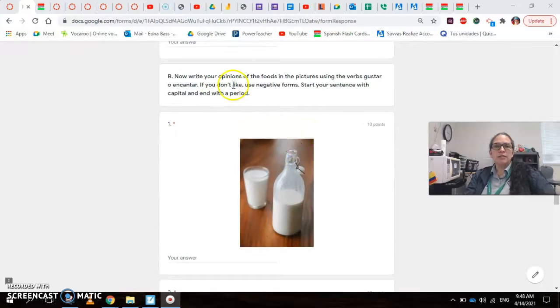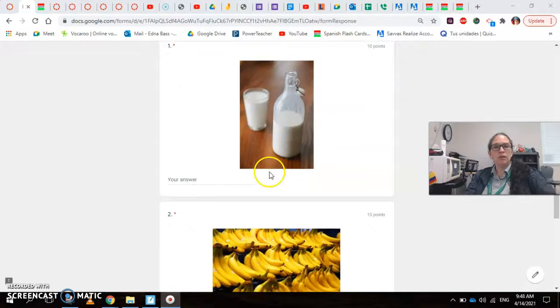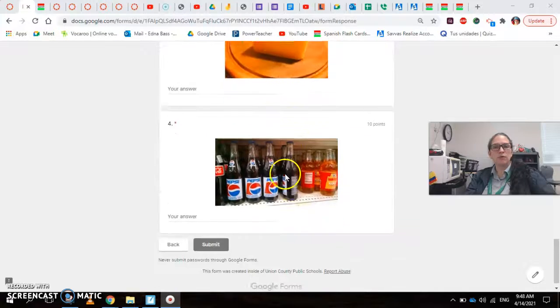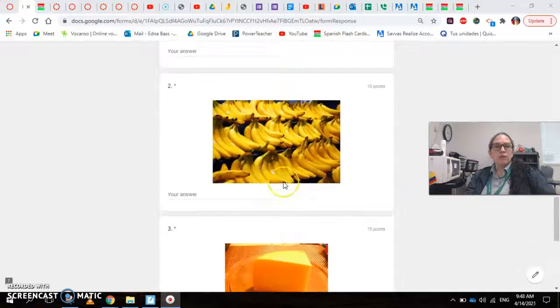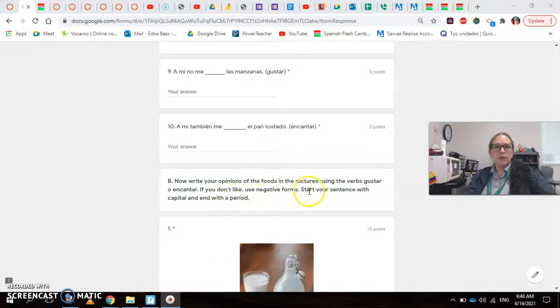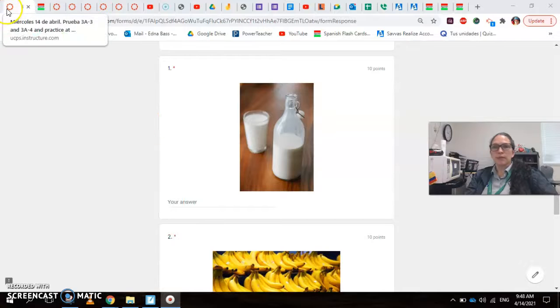And in this one, it says you're going to write your opinions of this food. So you're going to say if you like it or if you don't like it, and you really like it, or you don't like it at all. So you can use any of the expressions you learn to talk about these 4 foods that I put here. Okay? So you need to type complete sentences. It's right here. Start your sentence with capital, end with a period, and then you're going to use the verbs gustar or encantar. That's all you're doing for that part.